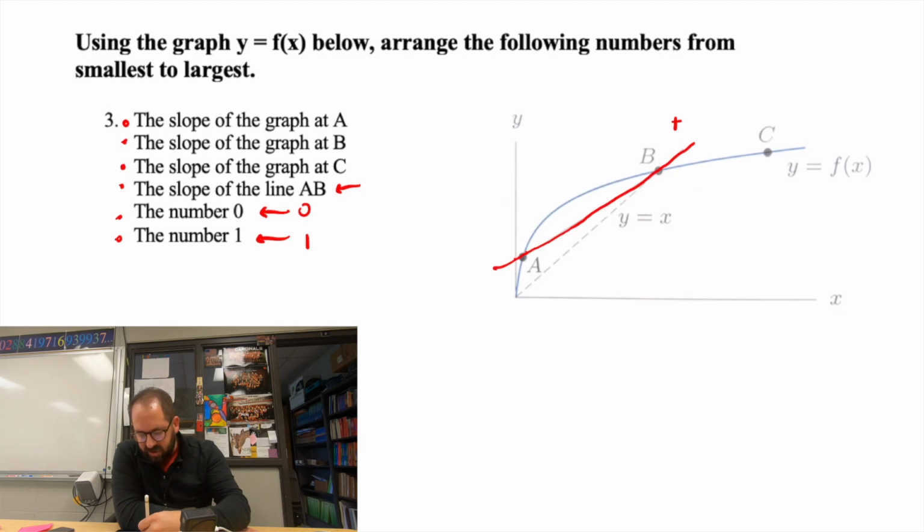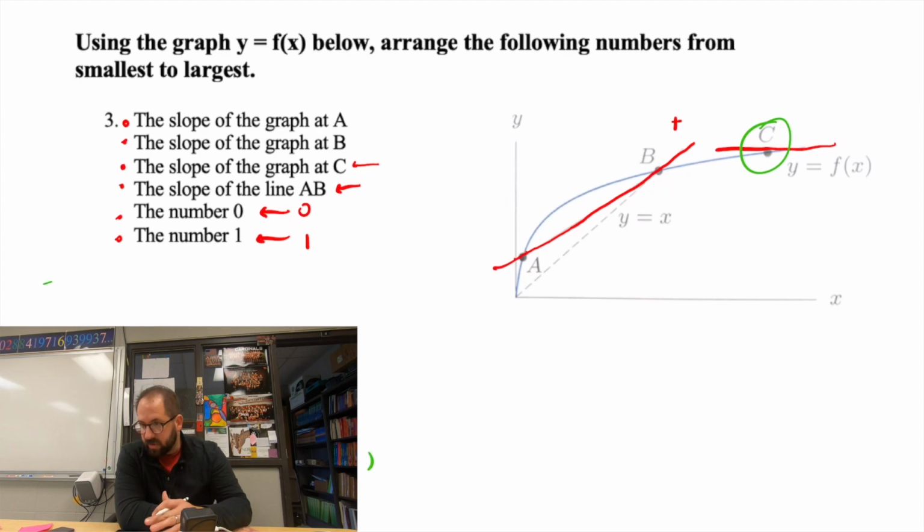Now, what is the slope at C roughly? A little bigger than 0. It's not quite 0, just a little bit bigger than 0. The slope right there is really close to 0, just a little bit above it. So if I was putting this in least to greatest, this is kind of the order I'm thinking.